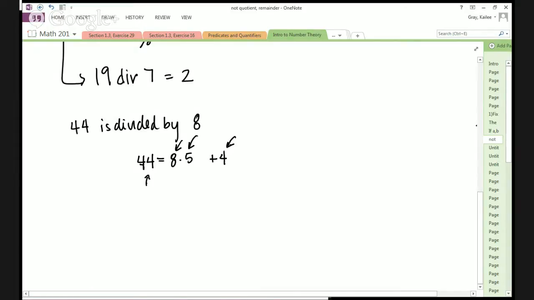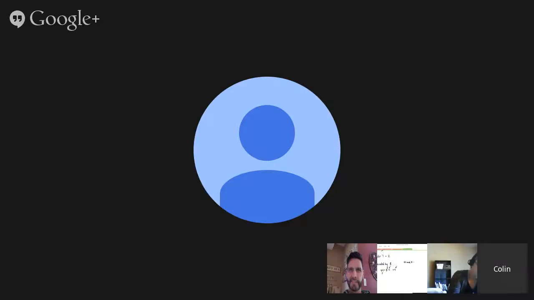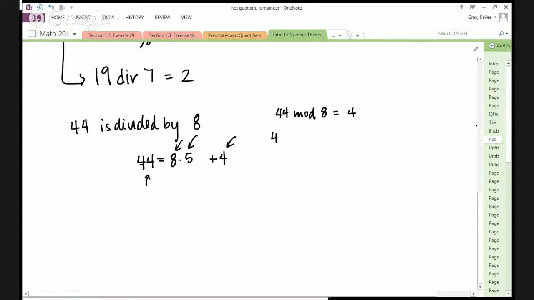Sean, is that okay? Yeah? Okay, good. Now that I've got this equation set up, I know 44 mod 8 is 4. I know 44 div 8 is 5. All right, let's do a negative value.